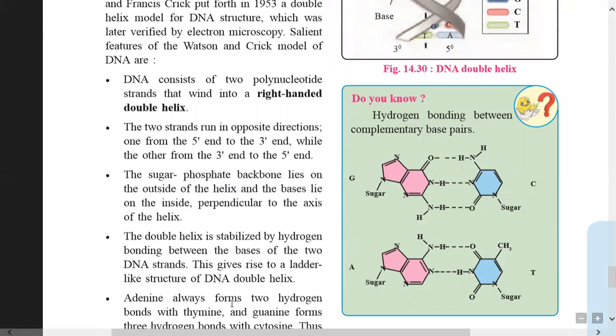Then the double helix is stabilized by hydrogen bonding between the bases. These dotted lines in this structure show the hydrogen bonds between the bases. And due to that, this double helix structure is more stable. So this gives rise to the ladder-like structure of the DNA double helix.